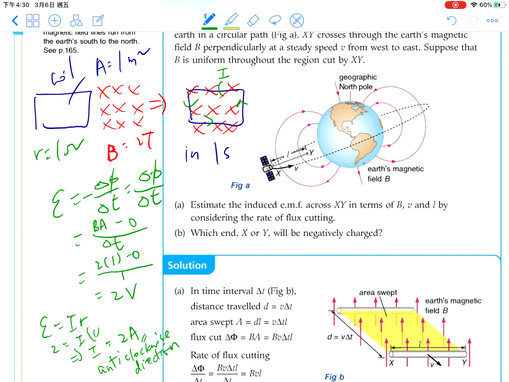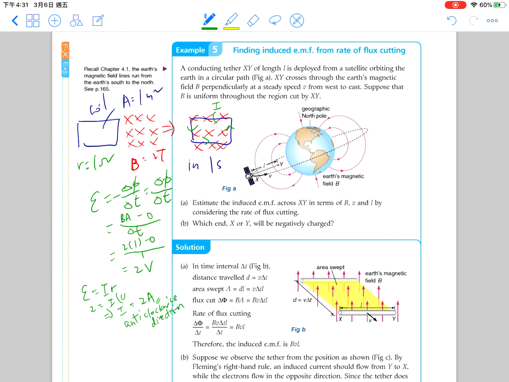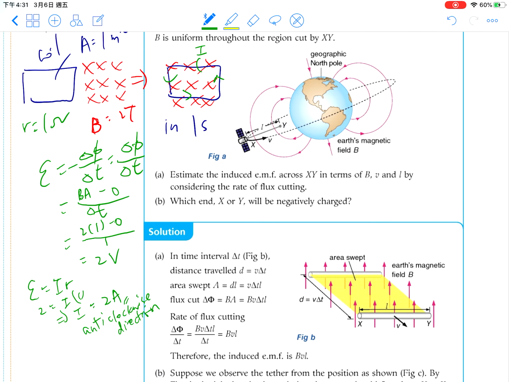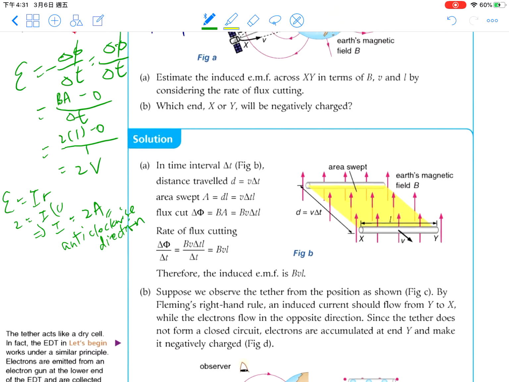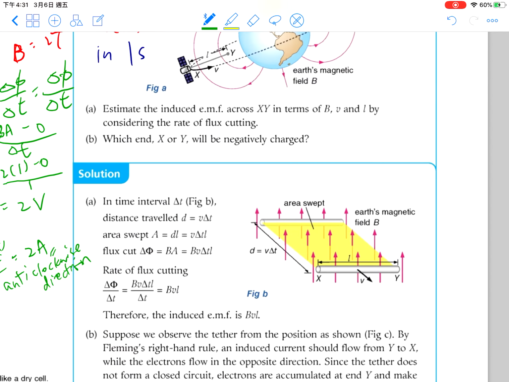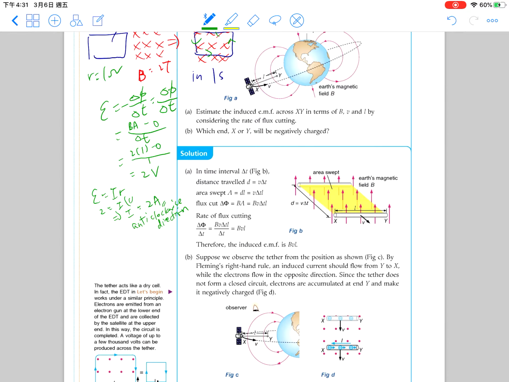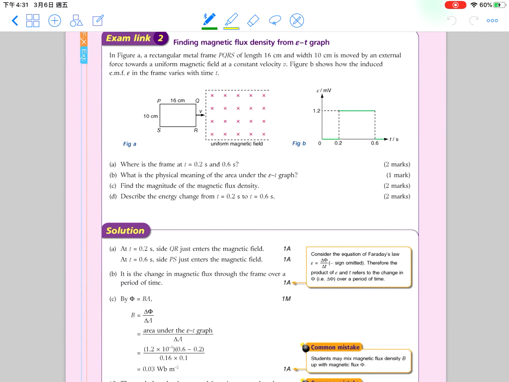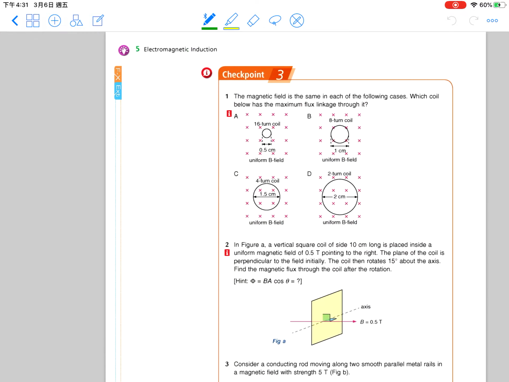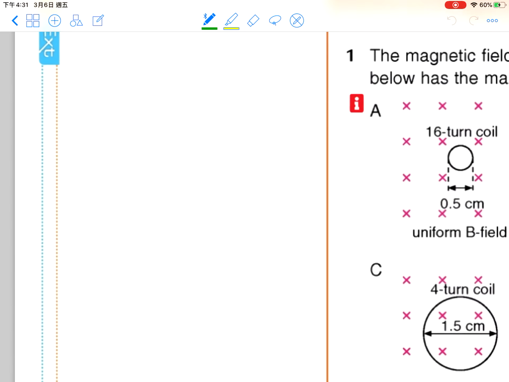Okay, maybe you can drop it down in your textbook. This is a very simple example to use the equation. So we're so happy we know how to solve the problem for the coil and find the induced EMF and induced current. How about if we cut through B field lines? How can we calculate?